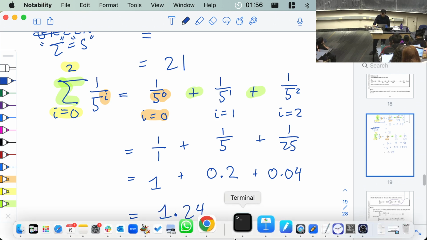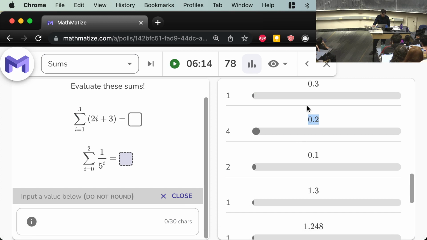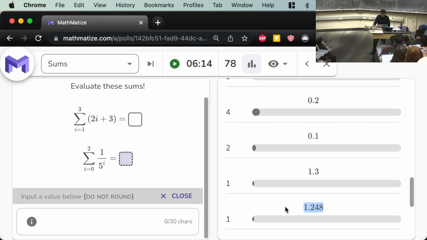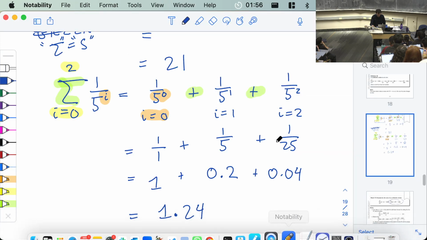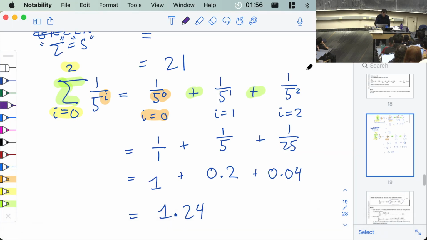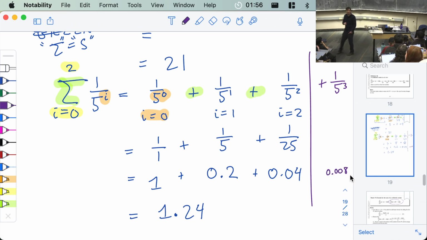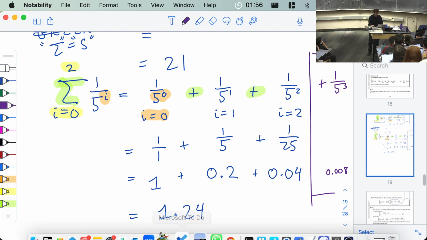Let's see, did anybody get 1.24? I have to scroll down a little bit. 1.248. That's very close. I guess if you added up an extra term, if you kept going, if you didn't stop, so this is wrong, don't do this, but if you did 1 over 5 cubed, which is 0.008, you would get the next term. Then if you had it going from 0 to 3, you would have 1.248, but it's not.